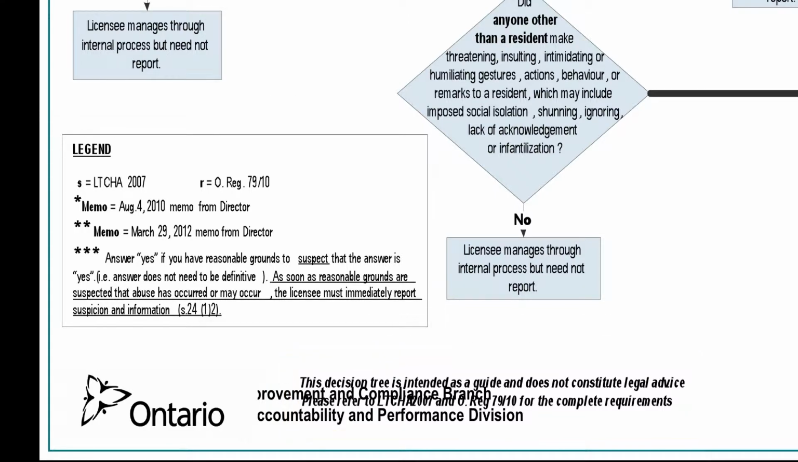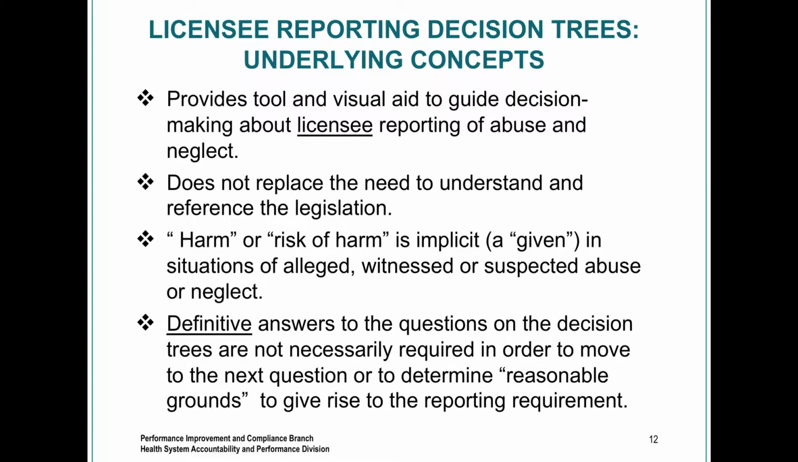About the assumptions that I talked about: it's the tool, but it doesn't replace the need for licensees to understand the document they have to go by, which is the legislation. Harm or risk of harm is implicit. The legislation talks about reporting things that cause harm or risk of harm. We built that in. We made the assumption at the start that until you know better, if something comes to your attention that could possibly be abuse and neglect, harm or risk of harm is always implicit in that.